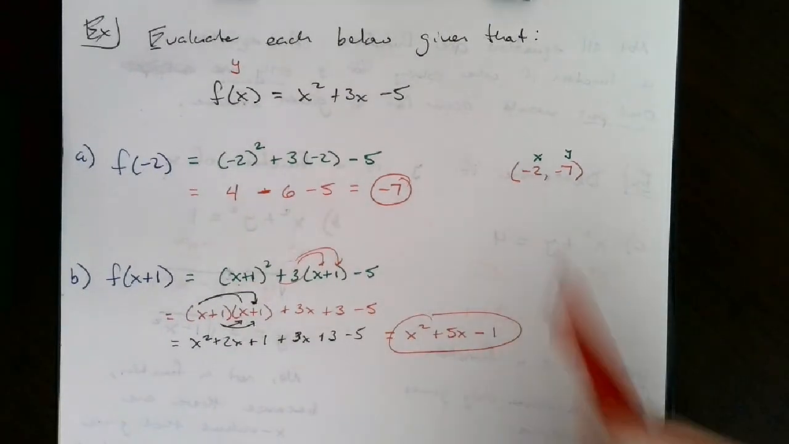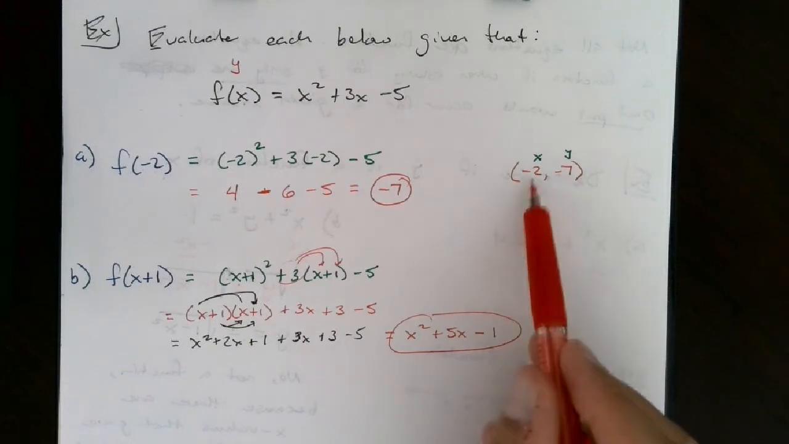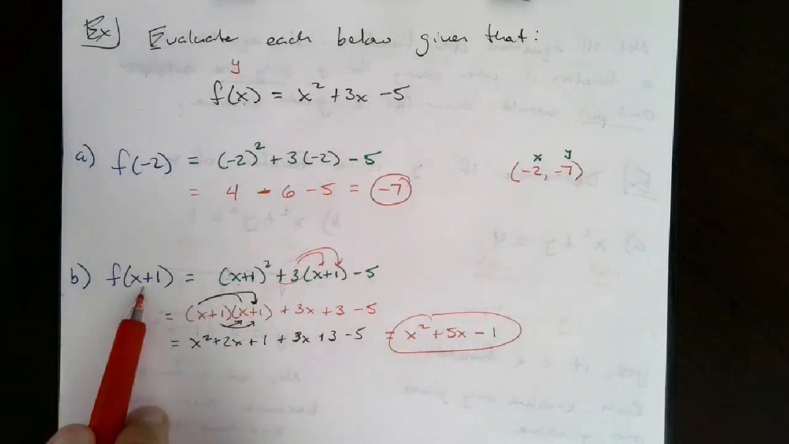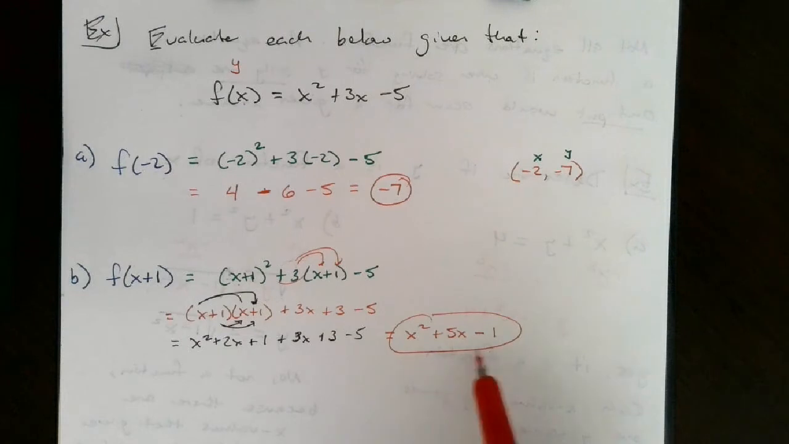Now you wouldn't write it as an ordered pair like we did up here. This is just to show you this is the x, and this is the y value. Here the x plus 1 is what we subbed in. The x squared plus 5x minus 1 is what we got out.